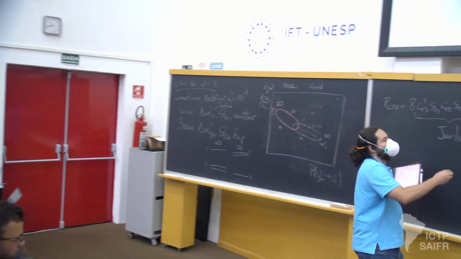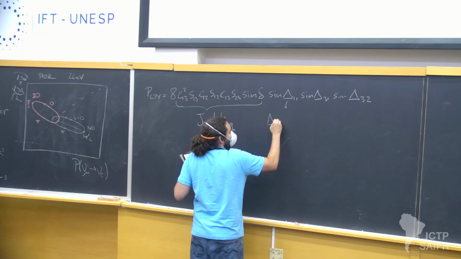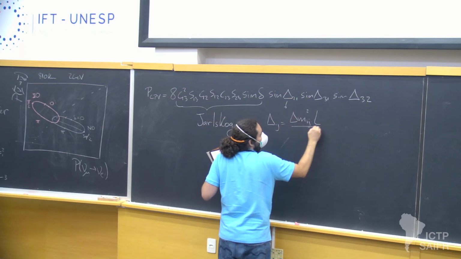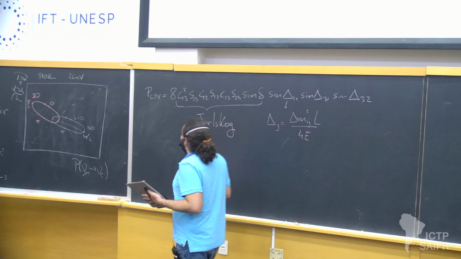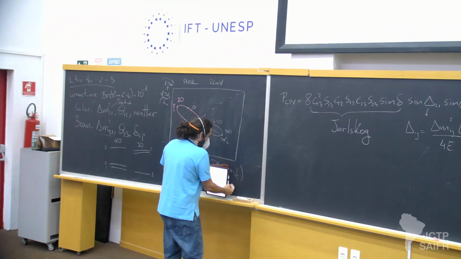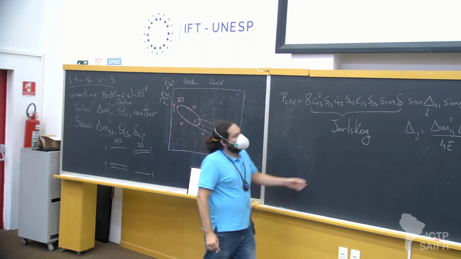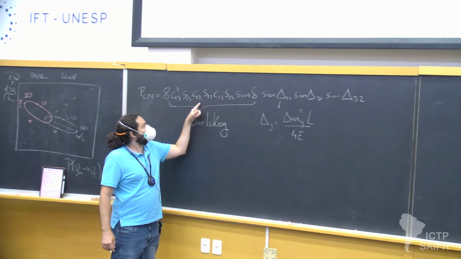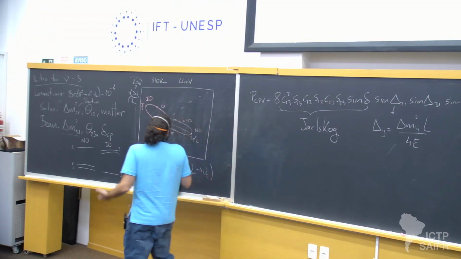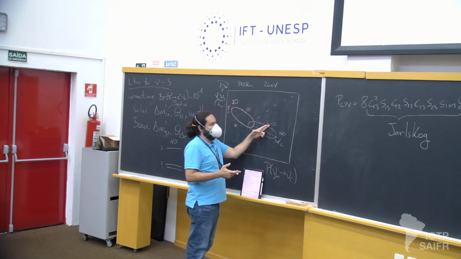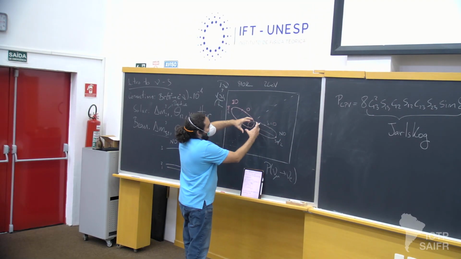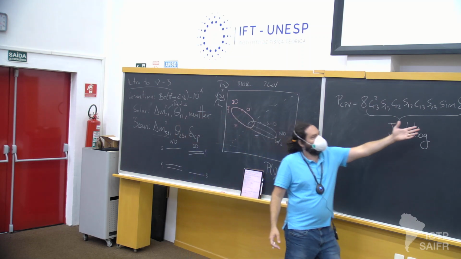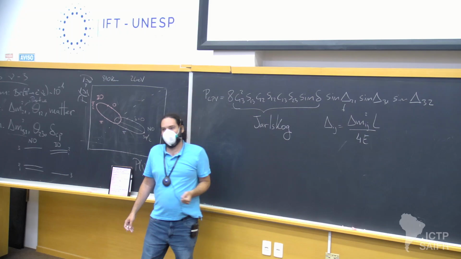And here, just one more thing. This delta ij is just delta m square ij L over 4E. Okay? So you see here that you need all mass splittings to be non-zero, and you need all mixing angles to be non-zero to get CP violation, which means that any dependence on delta CP depends on all parameters. So the size of this blob here will vary as you change delta m squares or mixing angles, okay?